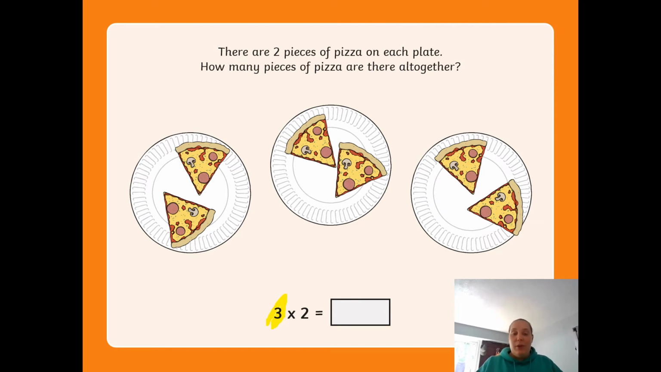And on each plate, we have got 2 slices of pizza, which is where our 2 comes into the calculation. So this time I'm going to hold up my 3 fingers for my 3 plates, and I'm going to count in steps of 2 for my 2 pieces of pizza. So we've got 2, 4, 6. So in total, on all 3 plates, I have got 6 pieces of pizza.